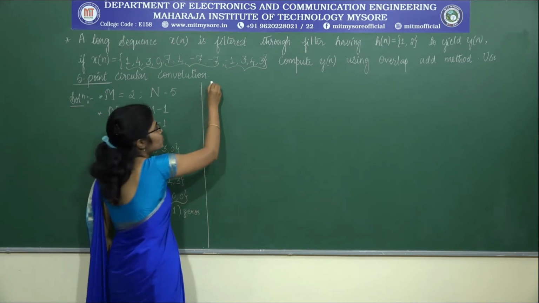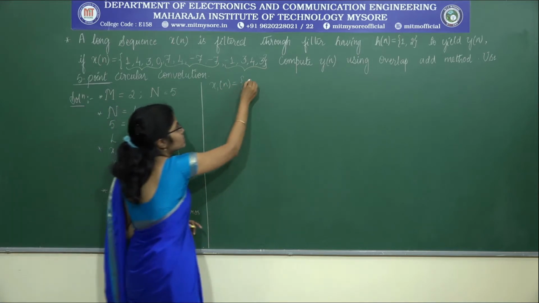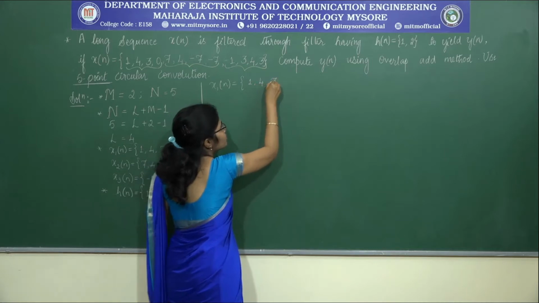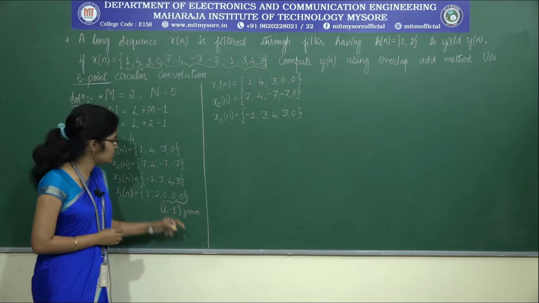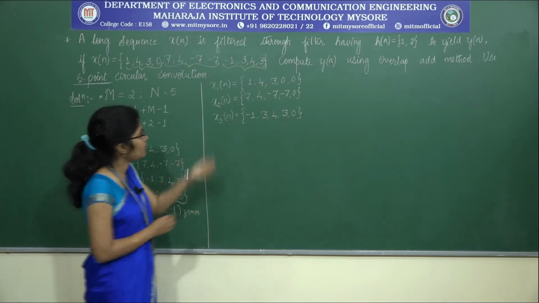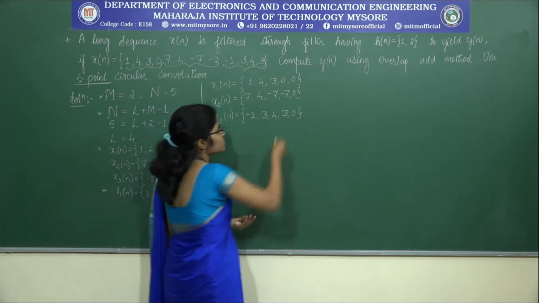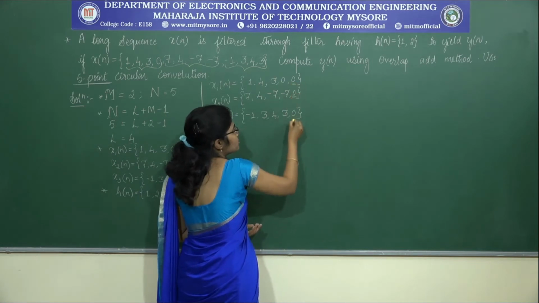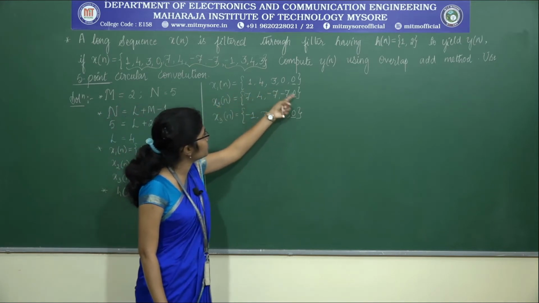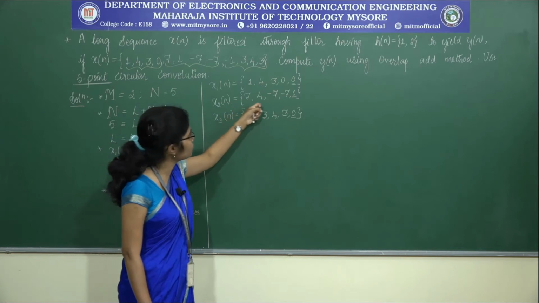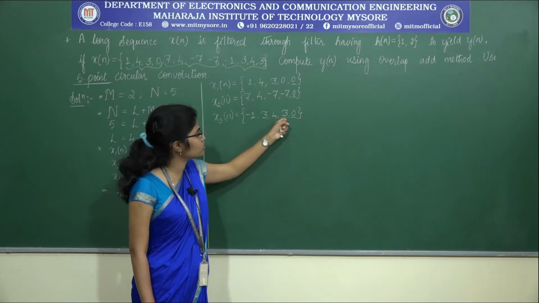So what will be your x1 then? x1 of n will be equal to, the first sequence will be 1, 4, 3, 0 and 0. So what am I doing? I need to append M minus 1 zeros to all the subsequences. The value of M is 2. So 2 minus 1 is 1. So I am appending 1 zero at the end of the sequence. So here M minus 1 zero, M minus 1 zero, M minus 1 zero. So x1 of n will be 1 4 3 0 0. x2 of n will be 7 4 minus 7 and 0. x3 of n will be minus 1 3 4 3 and 0.